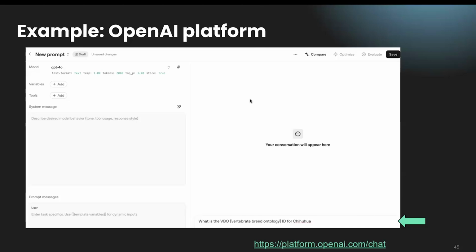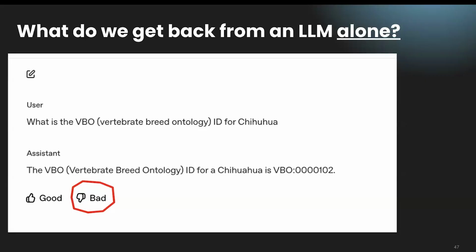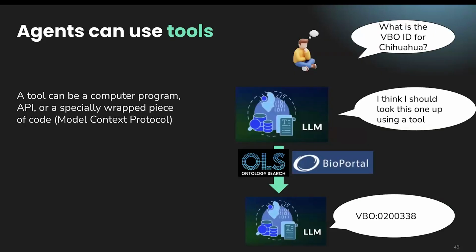Anyway, for those of you who tried that, I think this demonstrates the point that it will essentially give you the wrong answer or hallucinate the ID when it's just using the LLM alone. When I tried this earlier, this is what I got when I used just the direct LLM interface, asked it for the VBO ID for Chihuahua, and it gave me back VBO 102, which is not the correct answer. And again, that's just because it's looking for a statistically likely pattern of letters that would make sense there.